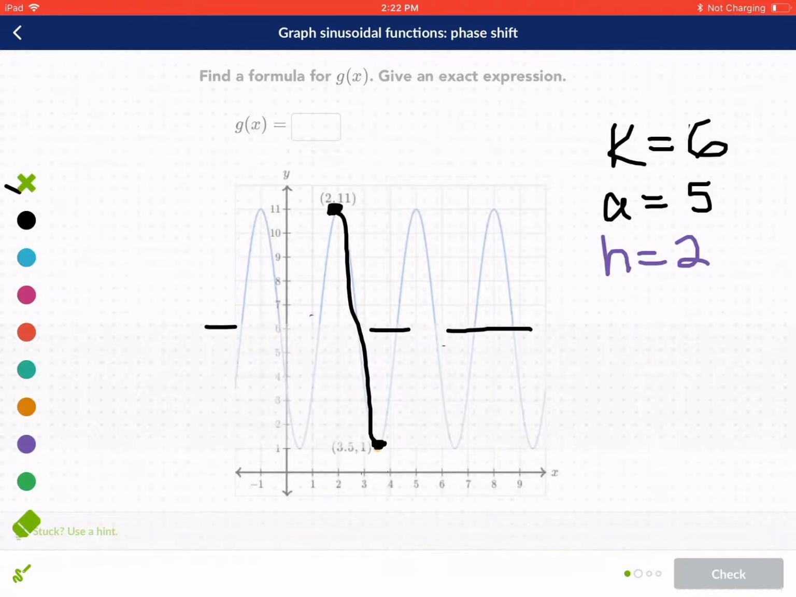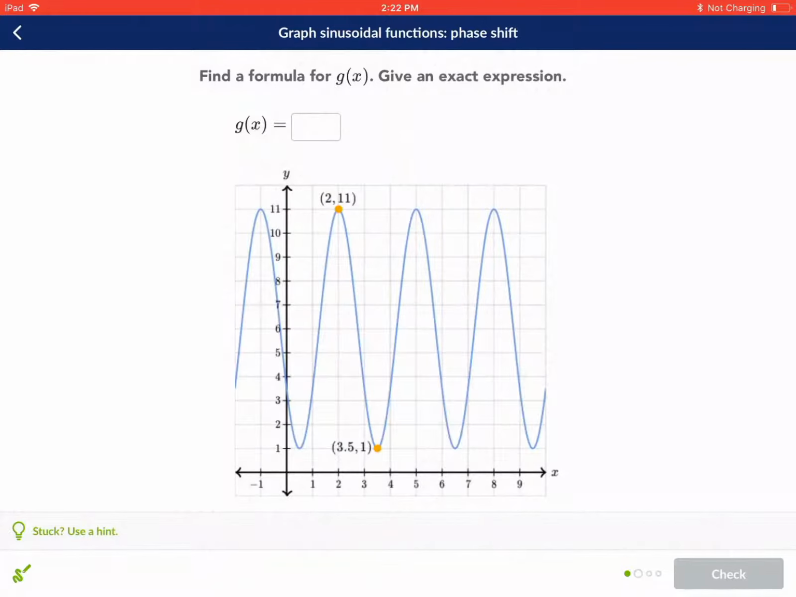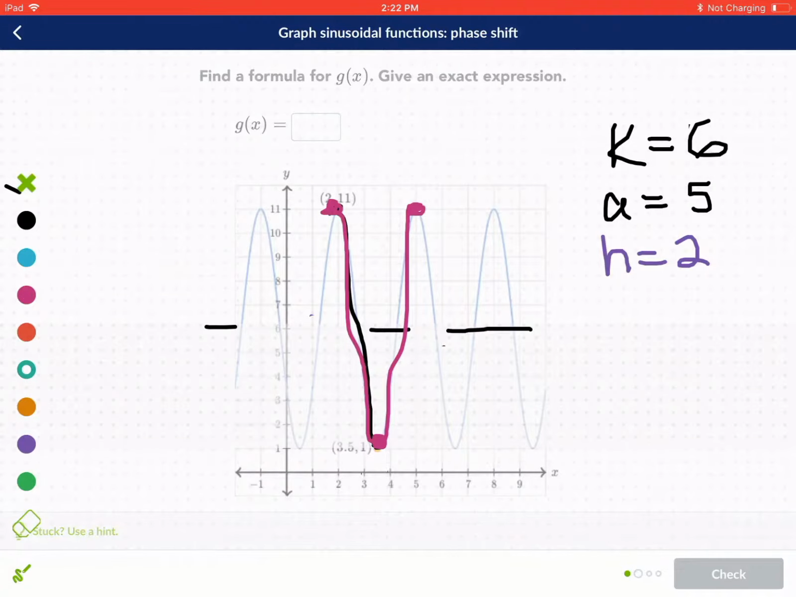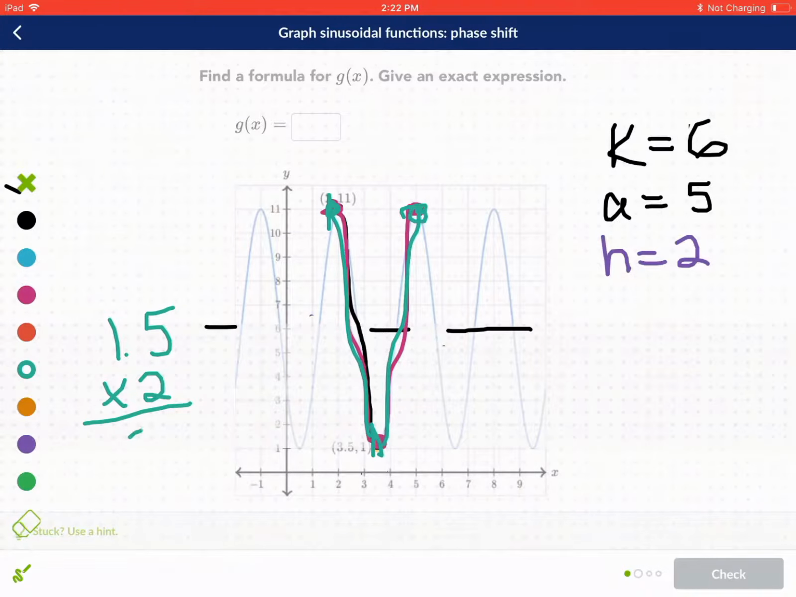Now I've got to figure out the period. Remember, the period is how far it goes from the top to the bottom and then back to the top. Well, I know that it takes from 2 to 3.5. So that's 1.5 to go half the way, right? If I just multiply it by 2, then we'll complete one full cycle, so 3. So 3 is my period.